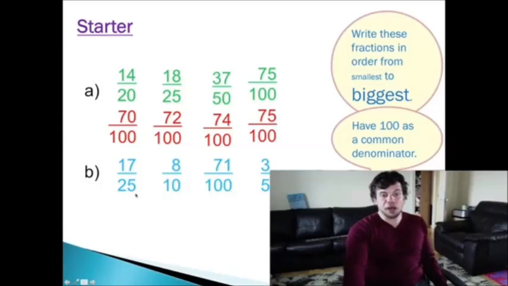How many 25s in 100? 4. So we'll multiply the top by 4. What is 17 times 4? Well, 17 times 2 is 34, double 34 again is 68.